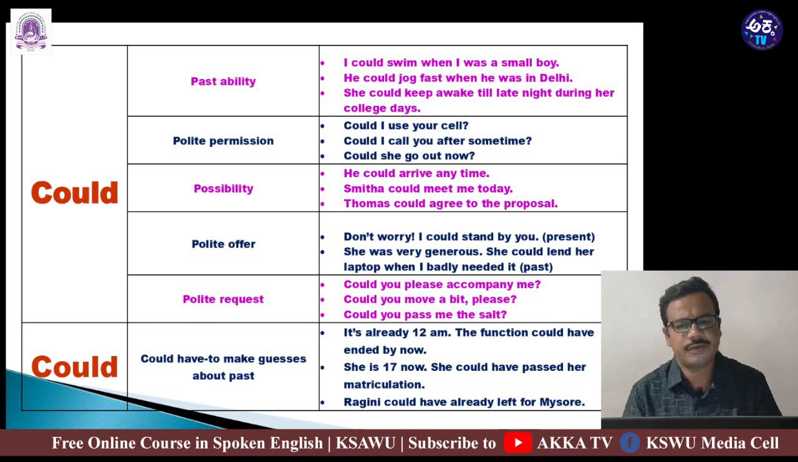She was very generous. She could lend her laptop when I badly needed it. It is past. See, in the first sentence, don't worry, he is saying now, I could stand by you. In the second sentence, she was very generous, she could lend her laptop when I badly needed it. Past offer, polite offer. It was a polite offer made in the past, not in the present. She was so generous. She did not think of the consequences. She was ready to give me her laptop.